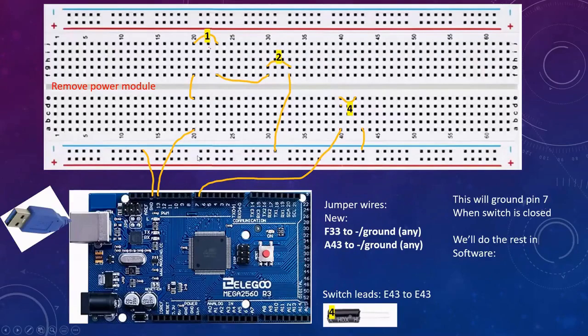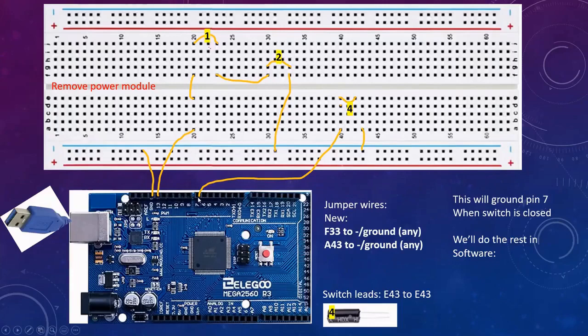Major changes here are just that I took the negative side of the LED and brought it all the way to the ground rail, and then took the tilt switch and just put it somewhere outside where nothing else was being used. In this case, I put it in E40 and E43. It doesn't really matter where. What does matter, though, is that one side of the tilt switch goes to pin 7. There's nothing special about pin 7. It's just one of the digital pins. And the other side of the switch goes to ground.